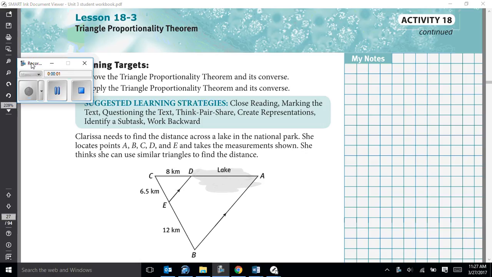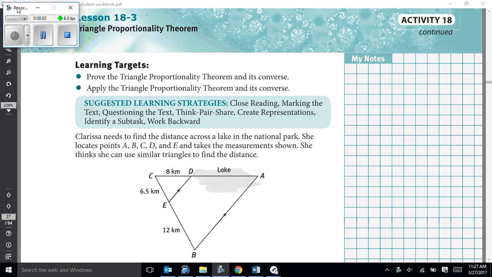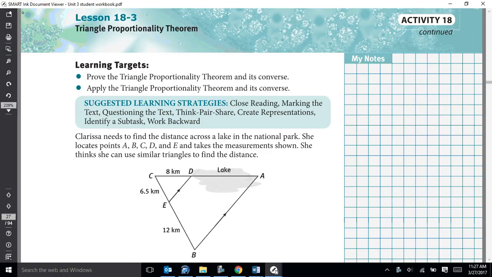Friends can join us. All right, so lesson 18.3, triangle proportionality theorem.